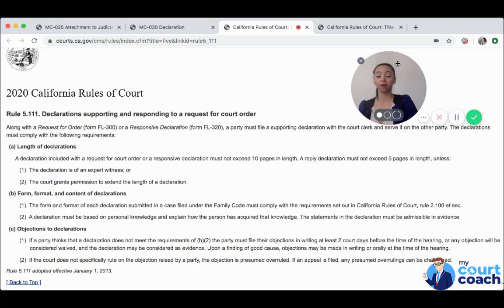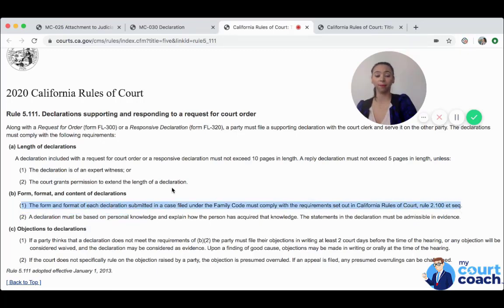Now the format and content of declarations. The form and format of each declaration submitted in a case filed under the Family Code must comply with the California Rules of Court 2.1, etc. A declaration must be based on personal knowledge and explain how the person has acquired that knowledge. The statements in the declaration must be admissible in evidence.